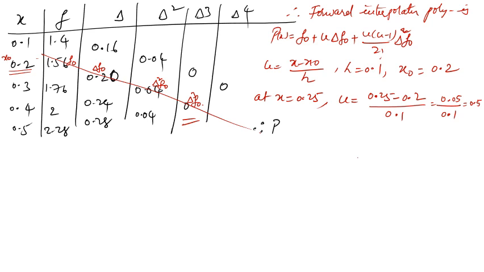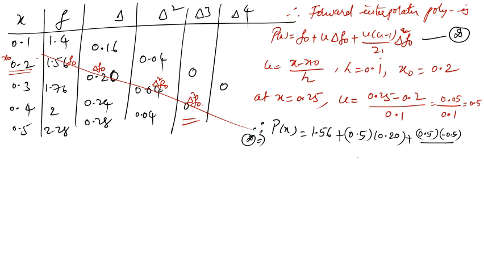Therefore, what is p of x? From this formula, p of x equal to f naught. What is f naught? 1.56, right? Plus u into delta f naught, u means 0.5, and delta f naught is 0.20, plus u into u minus 1, that is 0.5 into minus 0.5 by 2, delta square f naught is 0.04. This is the value of p of 0.25. If I simplify this, I will get 1.655.